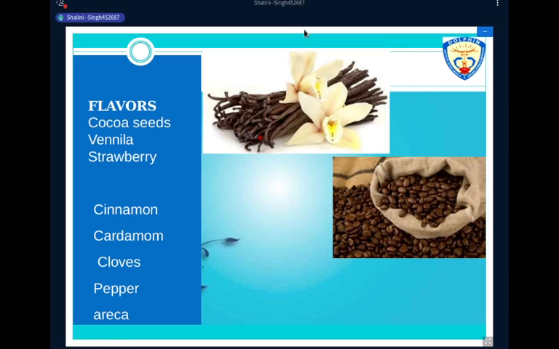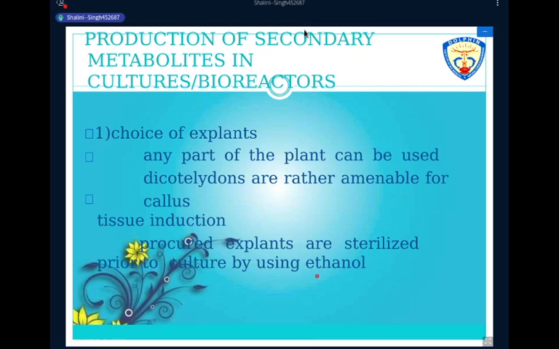So why do they have these flavors? Due to the presence of different secondary metabolites in their fruits or flowers. Different parts of the plant have different secondary metabolites. Now comes the part where we are discussing how we can produce these secondary metabolites in plant tissue culture in the lab, or on the commercial scale with the help of bioreactors.